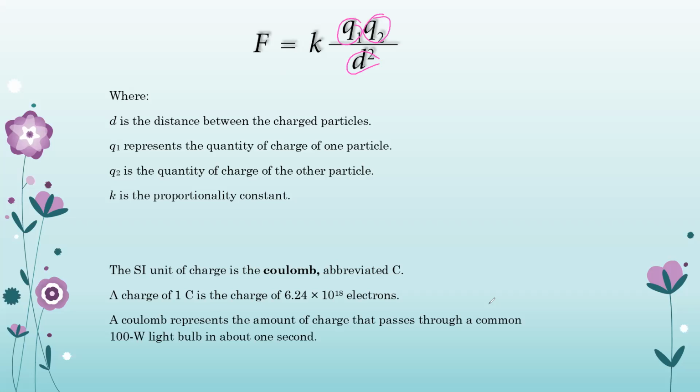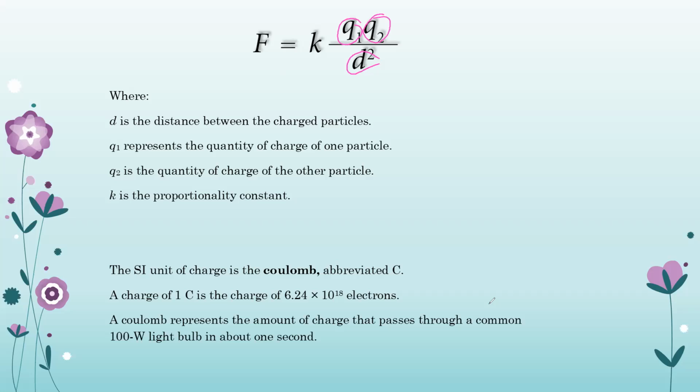F is equal to K times Q1 Q2 over d squared, where d is the distance between the charged particles. Q1 represents the quantity of charge of one particle. Q2 is the quantity of charge of the other particle, and K is a proportionality constant. Later, I will tell you what K is.